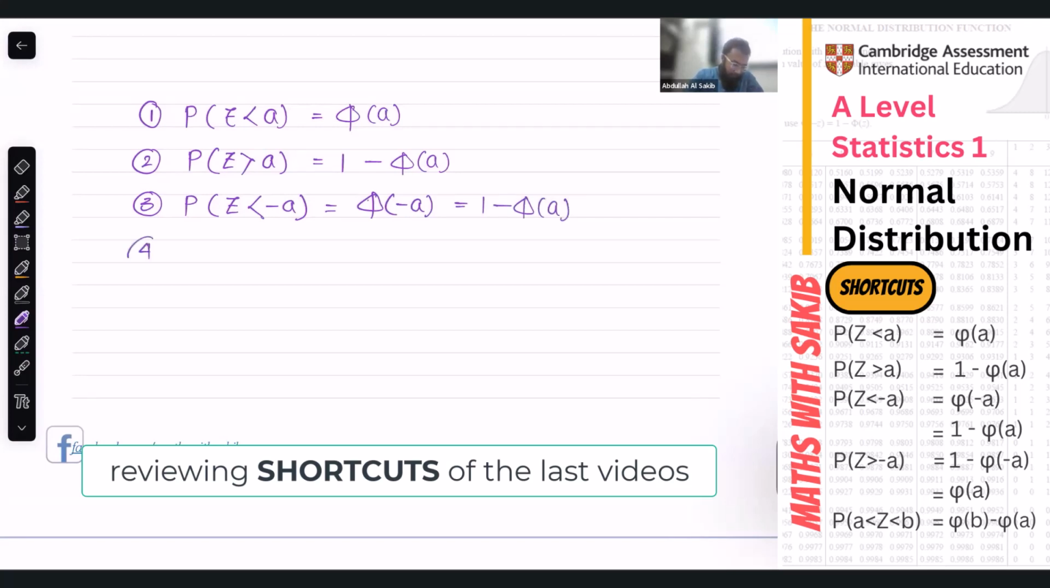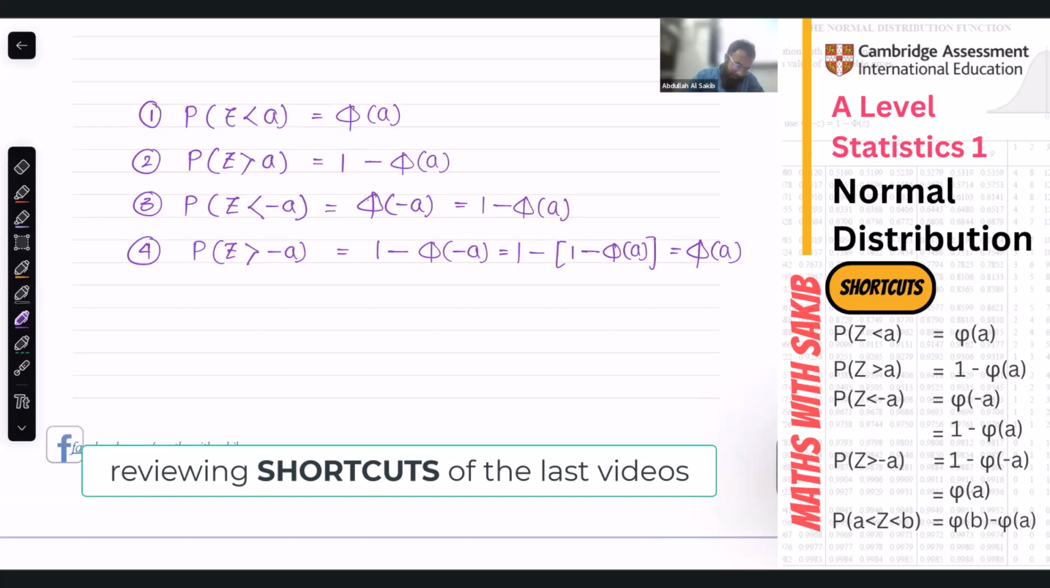Number 4, probability of Z is more than minus A. That's equal to phi A. How? That is 1 minus phi of minus A. And we know phi of minus A means 1 minus phi A. So that's how we got the formula phi A.